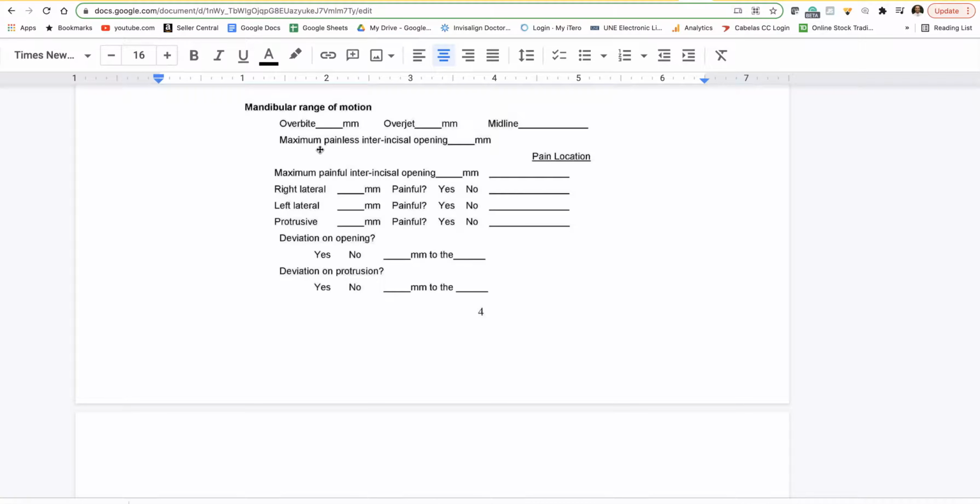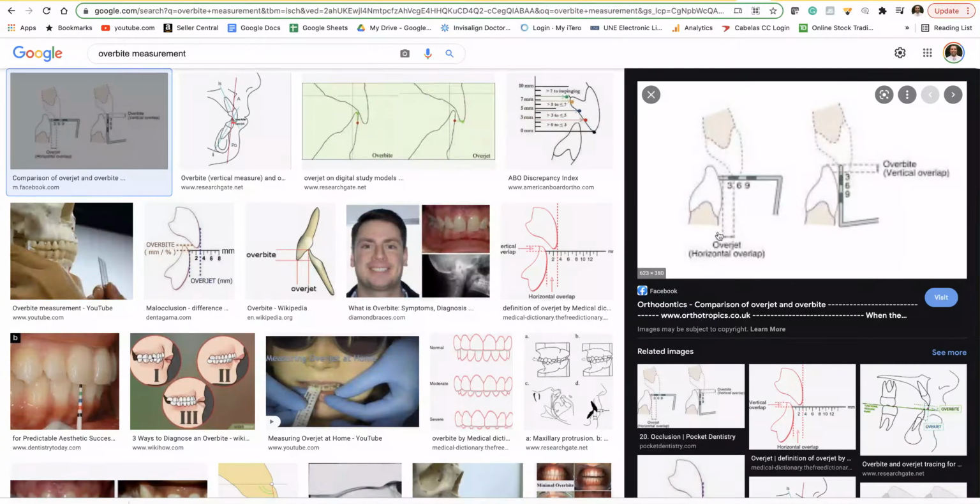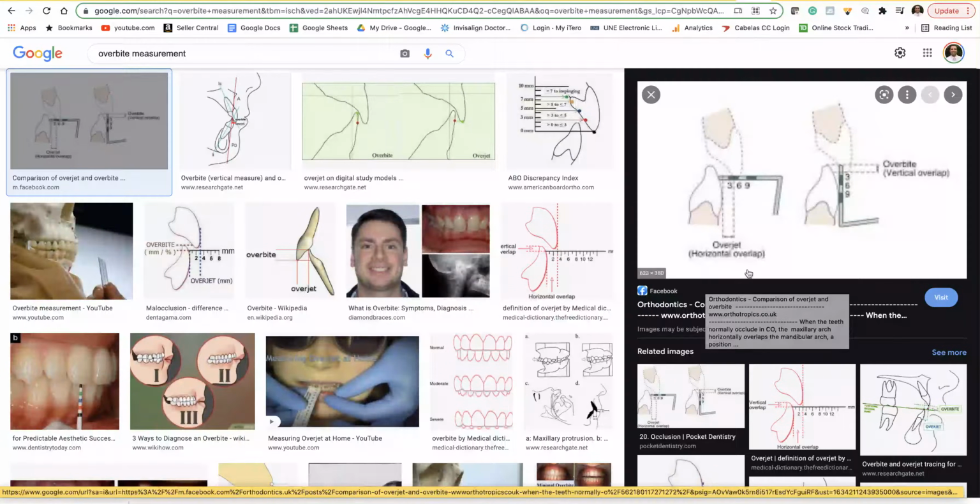Mandibular range of motion, overbite and overjet. Let's go over there. So this is the diagram that I use. At least this is what I think of when I try to define what overjet and overbite are. Overjet is the horizontal component of the relationship between the upper and lower teeth. You measure that according to the facial surface of the lower incisor at the relation of where the upper incisor edge is.